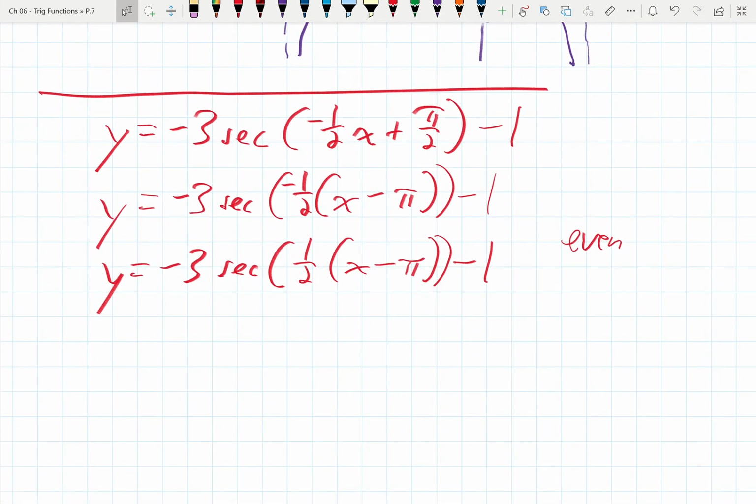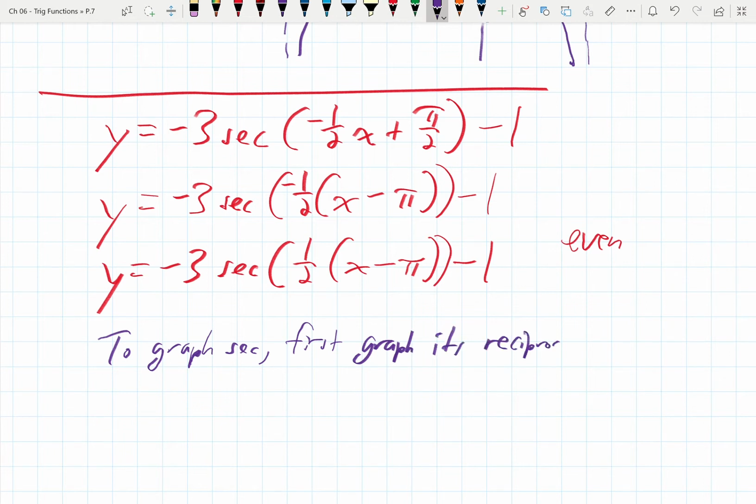Secant follows cosine. And to graph secant, I'm actually going to write this down. To graph secant, first graph its reciprocal, aka cosine. To graph cosecant, first graph its reciprocal, sine. You're going to use the graph of cosine as a guide. Once you get the graph of the cosine down, graphing the secant's silly, and I'll show you that.